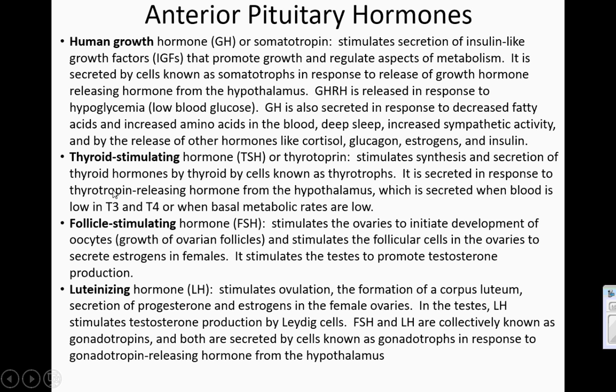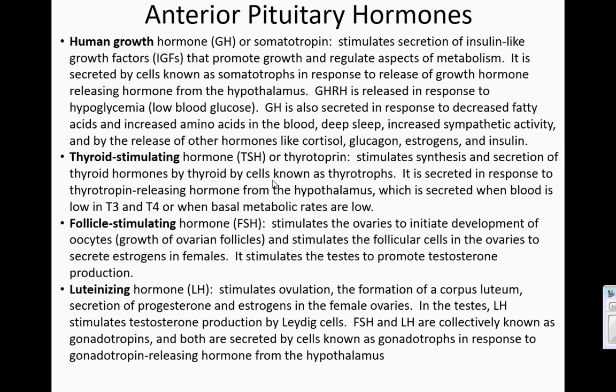Secreted directly in response to the release of TRH from the hypothalamus, thyrotropin releasing hormone. We release that when our blood is low in T3 and T4 or when our metabolism is low. Okay. So I said you wouldn't need to know the stimulus for secretion of TRH. But since TRH is secreted when our blood is low in T3 and T4, and when our metabolic rates are low, you can also say that TSH is stimulated by low levels of T3 and T4 and low metabolic rates. The next two hormones go together.